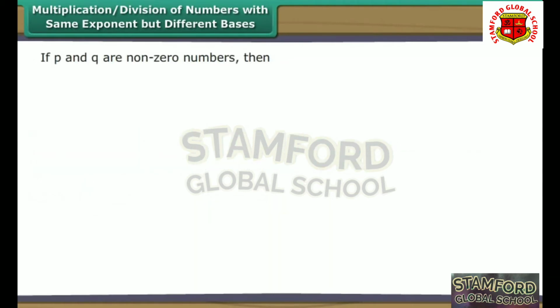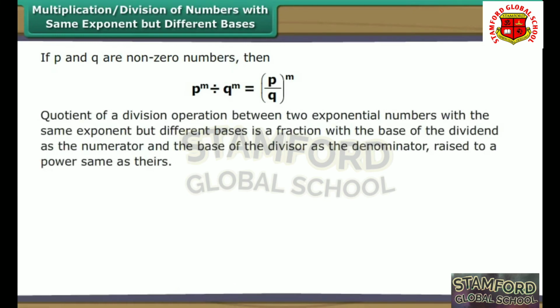If p and q are non-zero numbers, then p raised to the power m divided by q raised to the power m is equal to p upon q, whole raised to the power m. The quotient of a division operation between two exponential numbers with the same exponent but different bases is a fraction with the base of the dividend as the numerator and the base of the divisor as the denominator, raised to a power same as theirs. Let us now use the law.